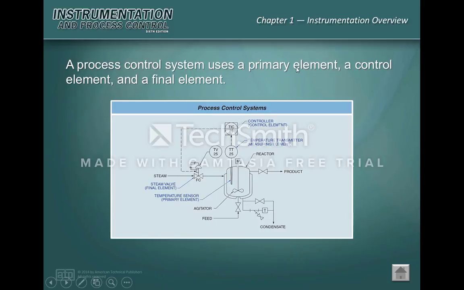A process control system uses a primary element, a control element, and a final element. So in here, this is a simple piping and instrumentation diagram. We have our primary element, that's what we're going to control. So our primary element would be this coming out right here, whatever this is. A control element, which is our steam that's coming in here, and our final element, which is what's coming out.